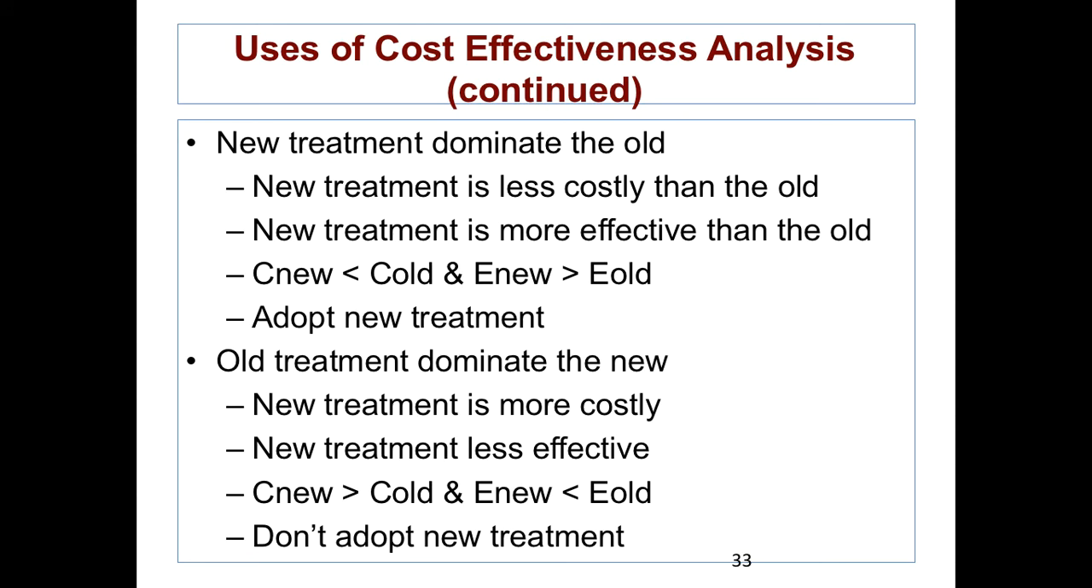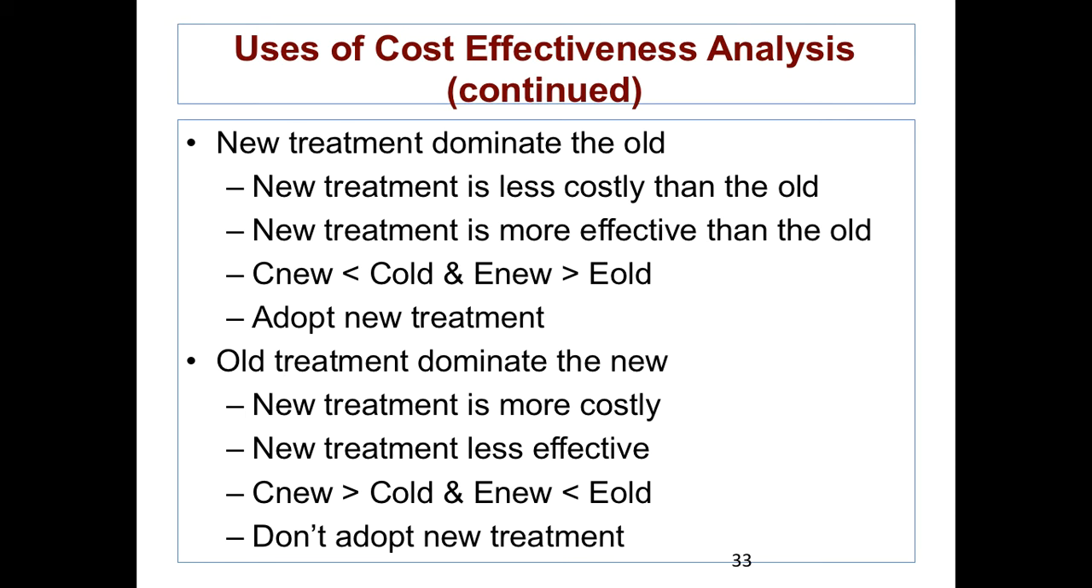Now, there are 4 cases. 2 of the 4 cases are ones where we can clearly make a decision. For example, in the first case, the new treatment dominates the old one when the new treatment is less costly than the old one and is more effective. So clearly here there is no hesitation: we can approve the new treatment versus the old one and choose the new treatment because it's less costly and more effective.